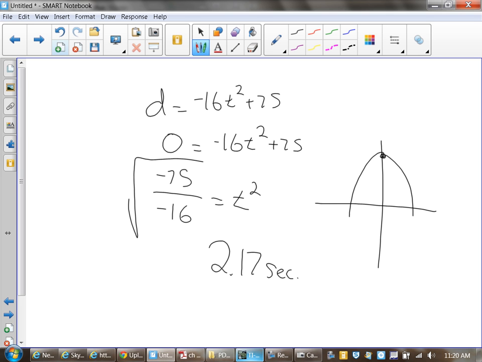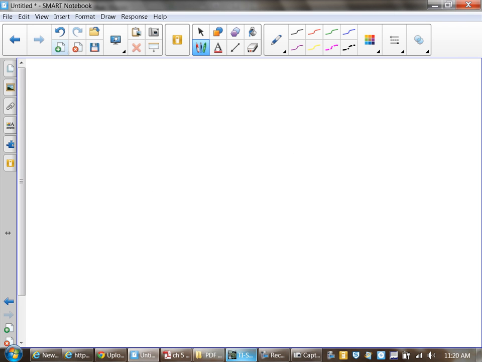All right, let's start looking at the first page. Let's start with completing the square. You can do the first page and then go to the next.